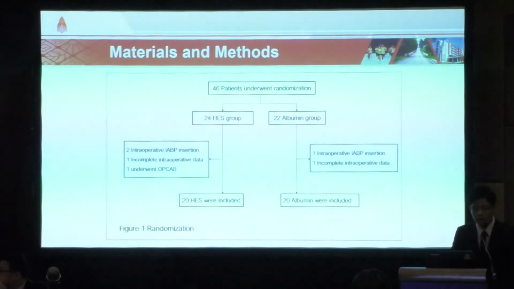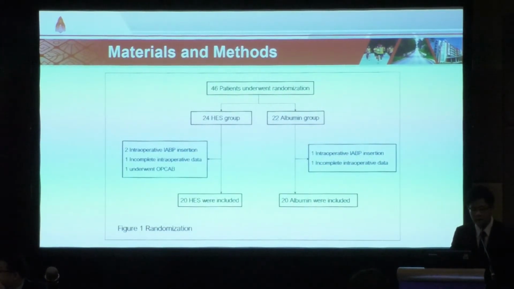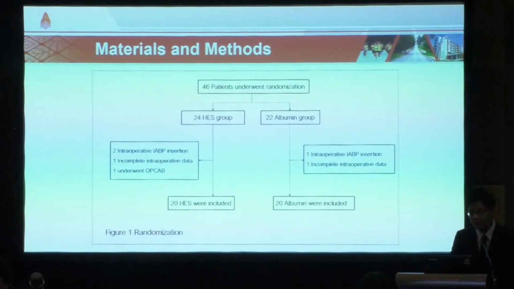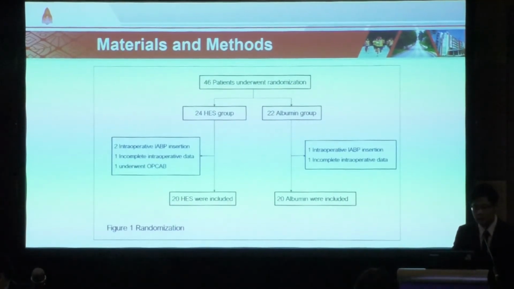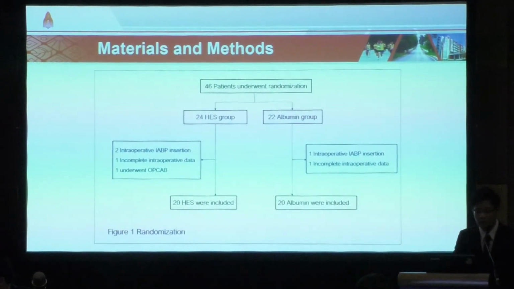46 patients were included in this study and randomly divided into two groups. 6 patients were excluded from this study because they received intraoperative IABP insertion or had incomplete intraoperative data, and 1 patient underwent off-pump surgery. Finally, in the first group, 20 patients received 6% hydroxyethyl starch, and in the other group, 20 patients received 5% albumin as a priming solution.